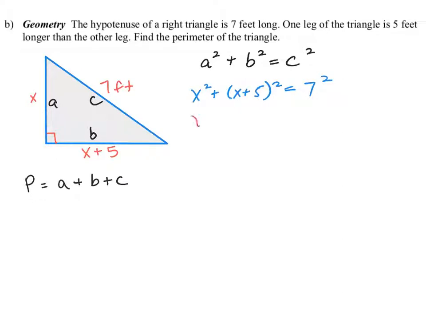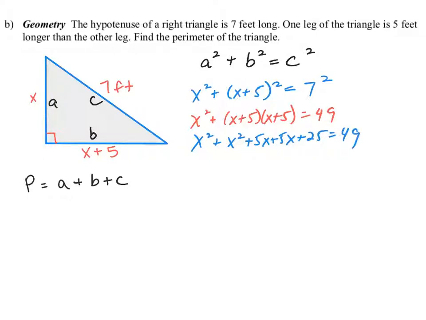When we simplify the next step, we are going to expand (x plus 5) times (x plus 5) using the first, outer, inner, last. And we get x squared plus, first, and the outer and the inner, 5x plus 5x, and the last of 25 is equal to 49. We want to simplify this, combine like terms. I'm going to subtract 49 from both sides and combine like terms. x squared and x squared gives me 2x squared plus 5x and 5x is 10x, and then 25 minus 49 is -24, and that is equal to 0.